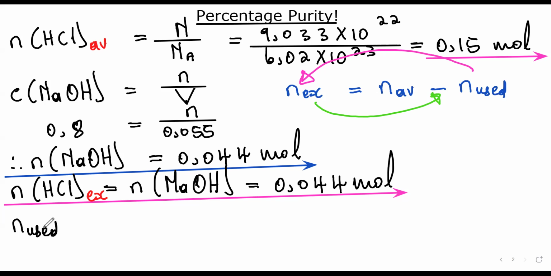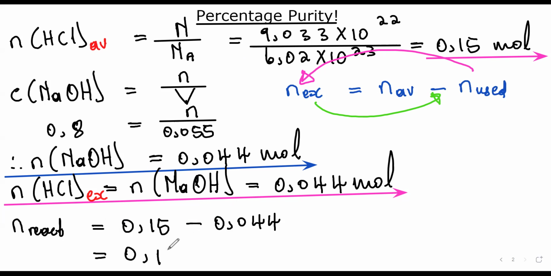So in other words, the number of moles that were used or that reacted with magnesium carbonate will simply be 0.15, which is available, minus the excess, 0.044. And of course, when you say 0.15 minus this, we find that 0.106 moles were actually used to react with magnesium carbonate.